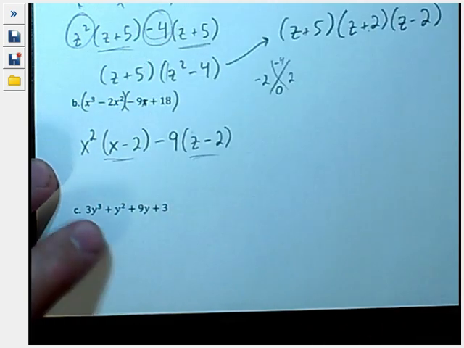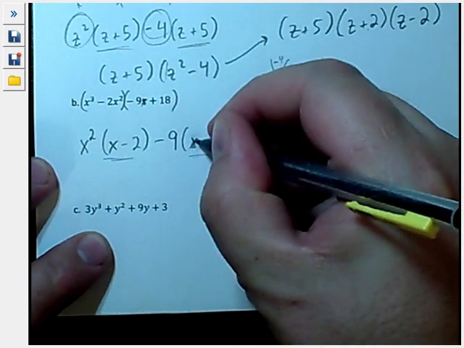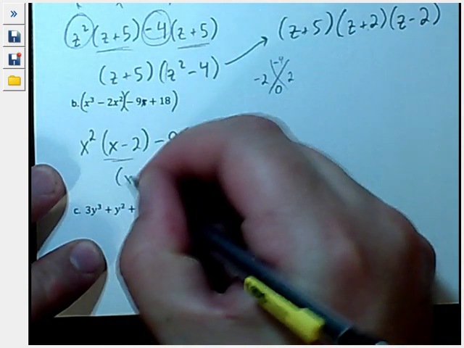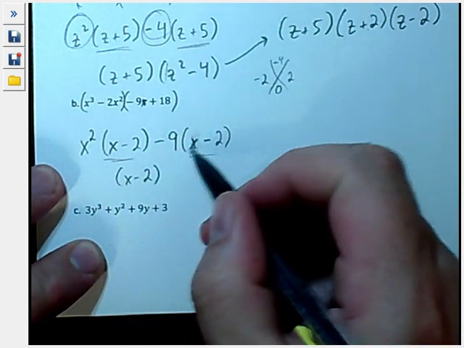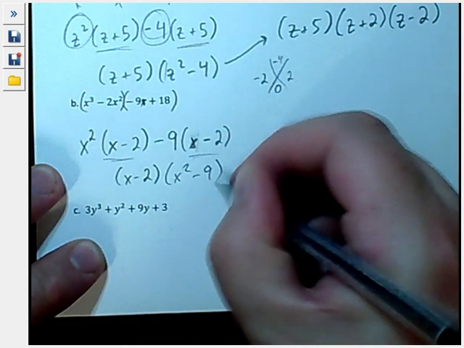That's an x, so we'll change this one right here to be an x. My apologies. Okay, still, we've got x minus 2 as a factor here. x minus 2, that's this one and this one. And then what's left is x squared minus 9.